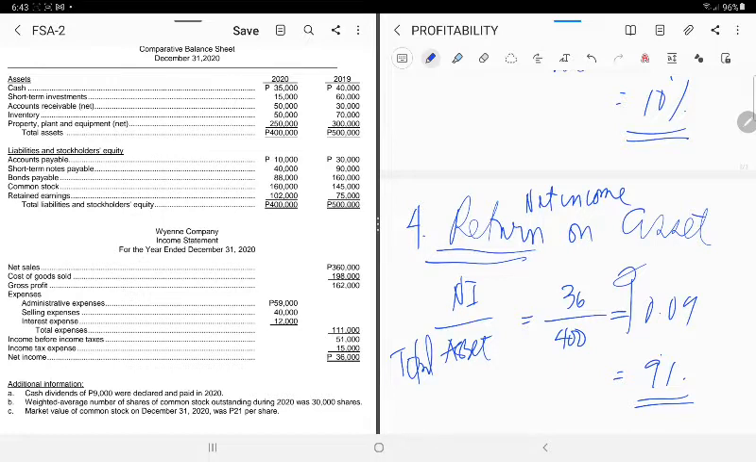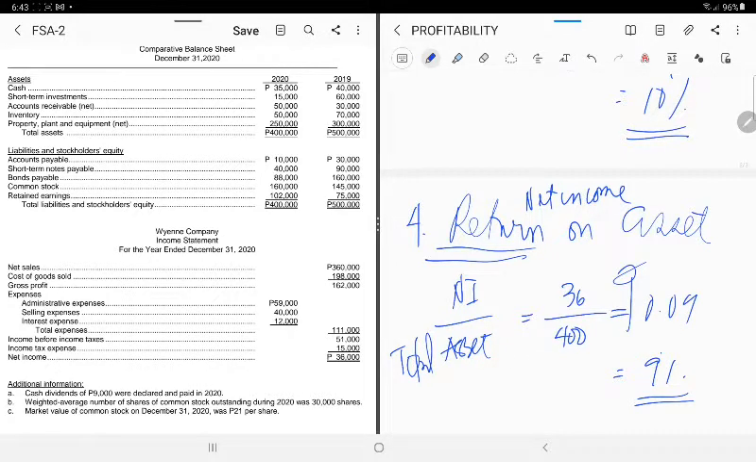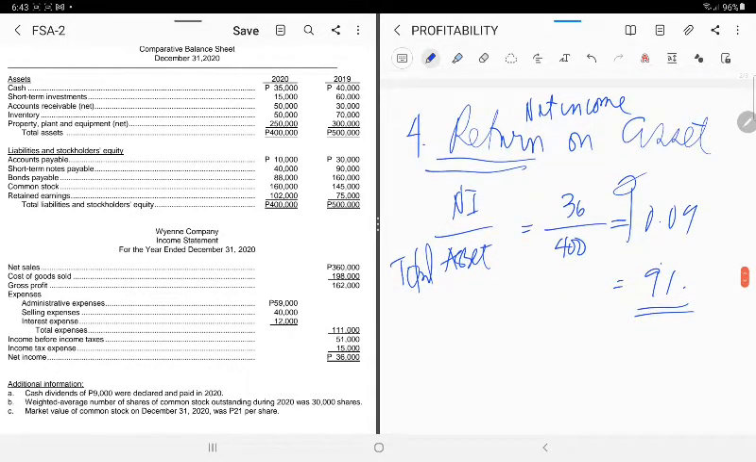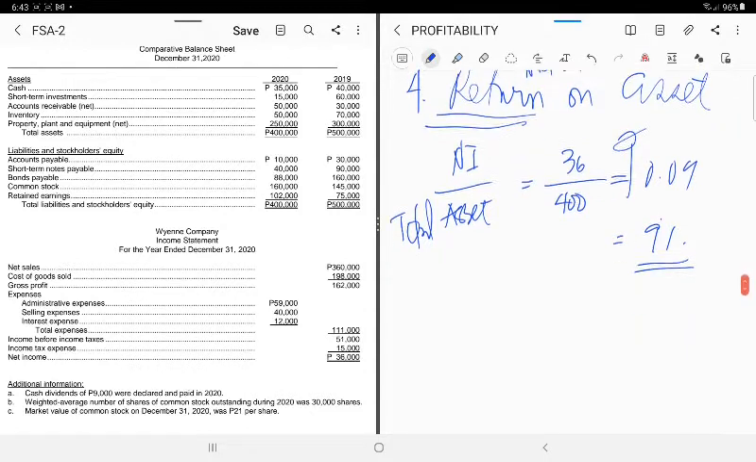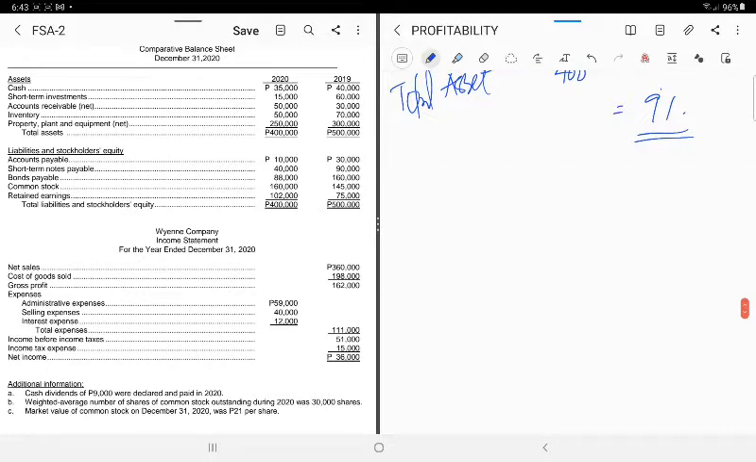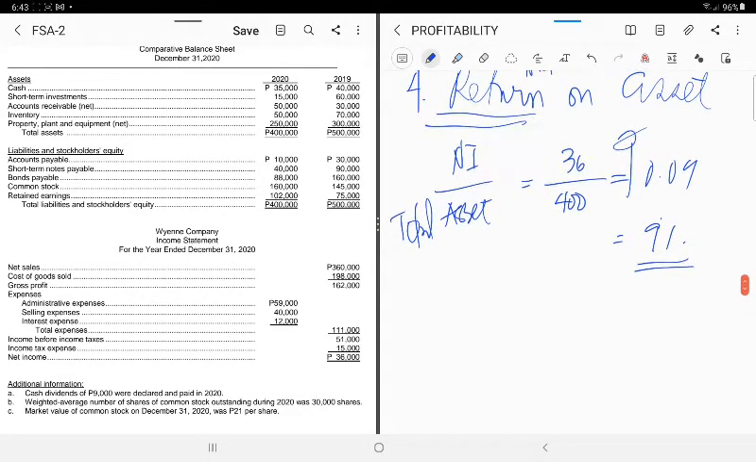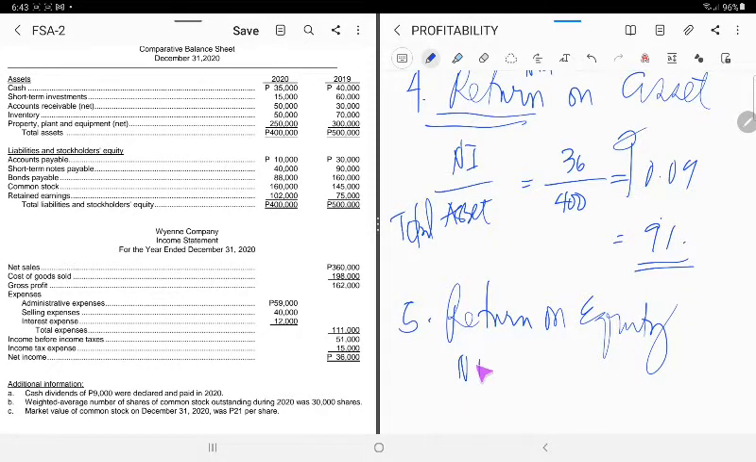The utilization of your asset tells us how productive you have been, and that is around 9%. So you need to compare it with the previous years or with the industry benchmark. Okay? What else are we missing? We have return on equity. The net income again. What will we use as the denominator? Do you have any idea?